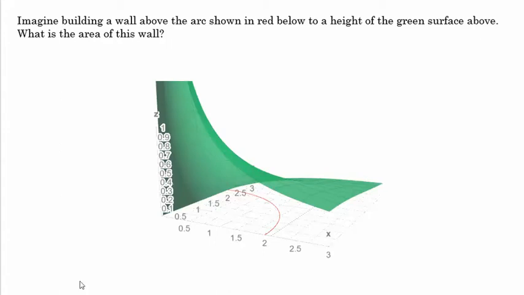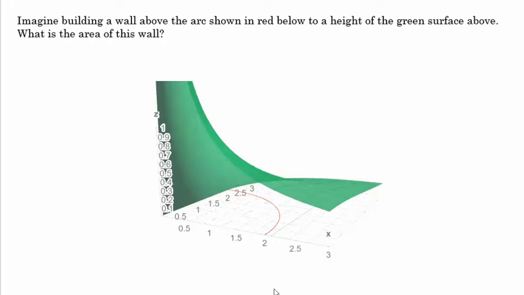Okay, so what we want to do here is figure out how to calculate the area of a fence or a wall. And that fence or wall, we want to build it here in the XY plane. So we've got some function here in the XY plane that's just two variables, and then we've got this green surface that's three variables. And we want to build our wall so that the base of it is touching this curve in the XY plane, and then we're going to build it to a height of however tall the surface is above this arc.